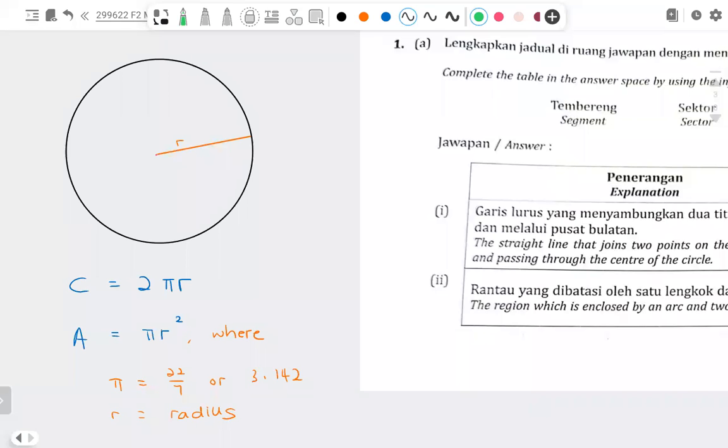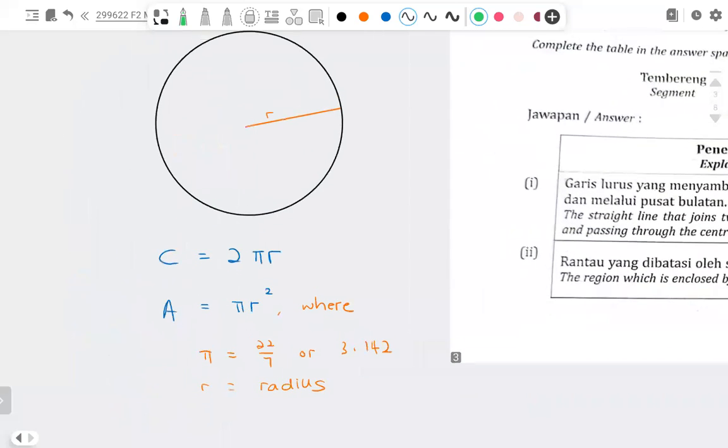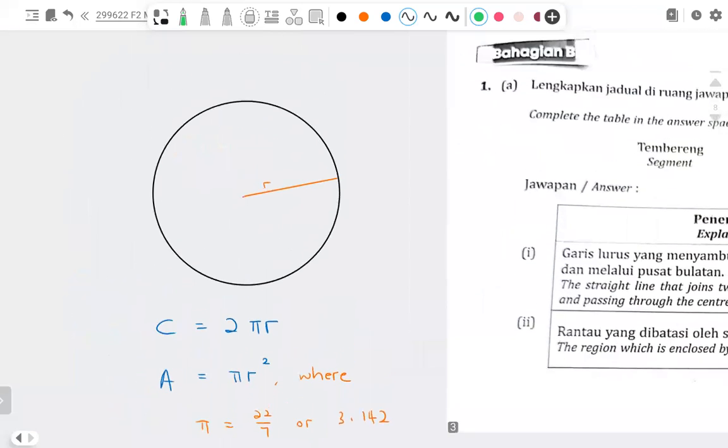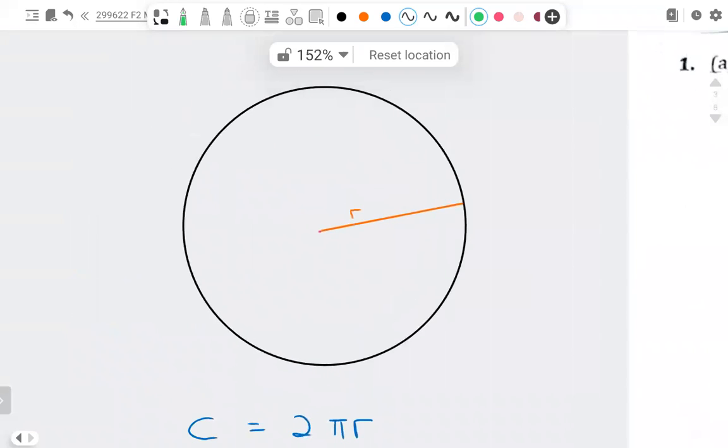Okay, so circles, a quick revision. The line from the center touching the circumference is known as radius. Radius is like half of the diameter. Look at the line that I show you here. It's from the center touching the circumference. The circumference is the black color line, the whole outline of the circle, represented by the letter C.